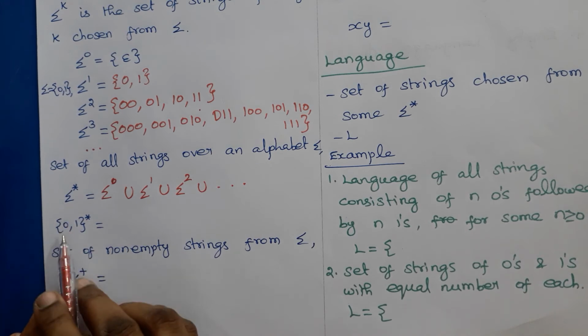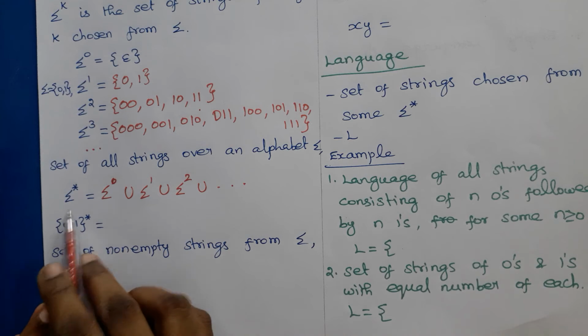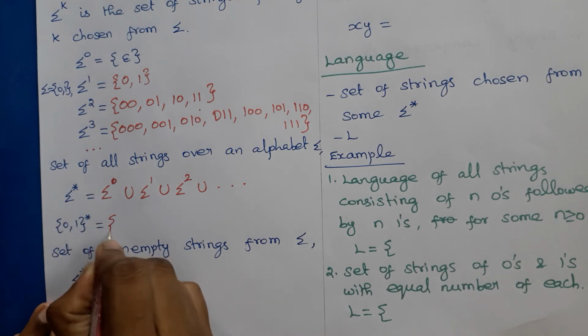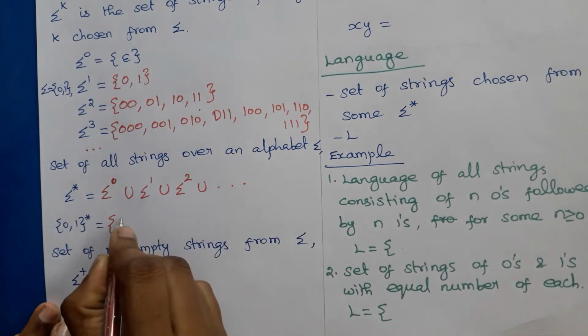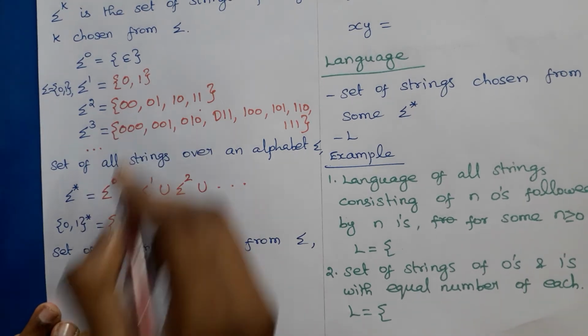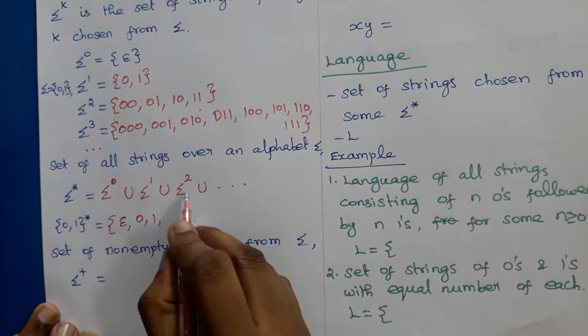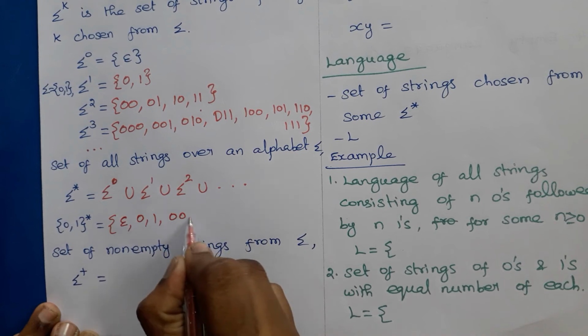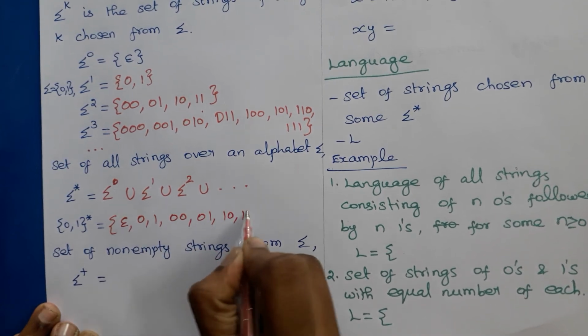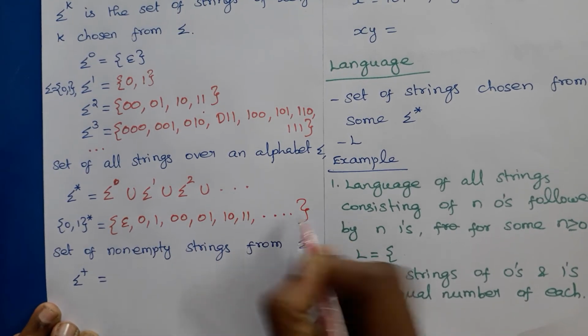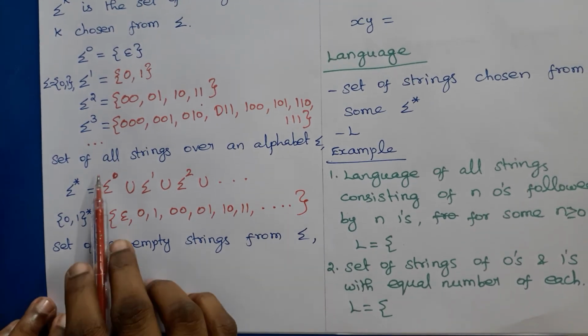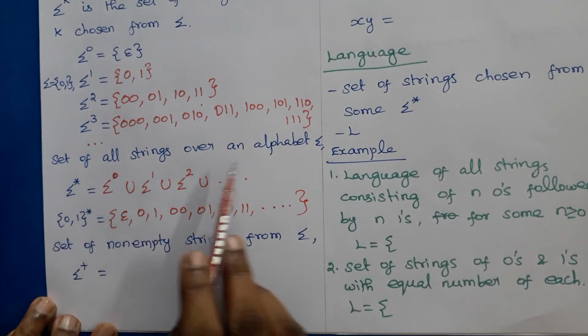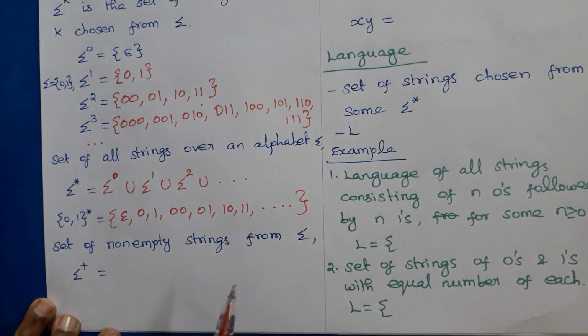So if we have considered binary alphabet, then sigma to the power star can be written as sigma 0, which is epsilon, sigma to the power 1, which is 0 and 1, sigma power 2, which is 00, 01, 10, 11, and so on up to infinity. That is, the set of all strings chosen from the particular alphabet can be written like this.